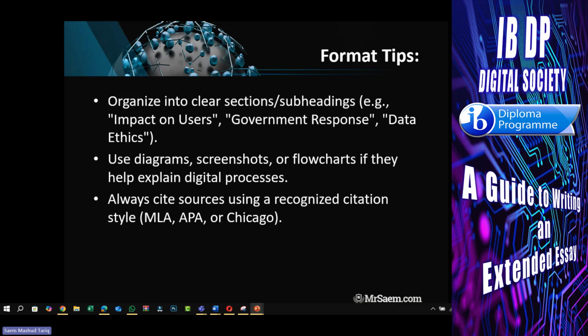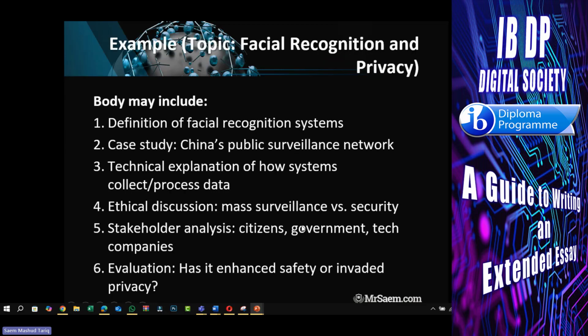So make sure you organize your sections properly: headings, subheadings, styles. Use them in MS Word. Diagrams I have already talked to you about, and flow charts too. You can use all that. Always cite; we have talked about that.